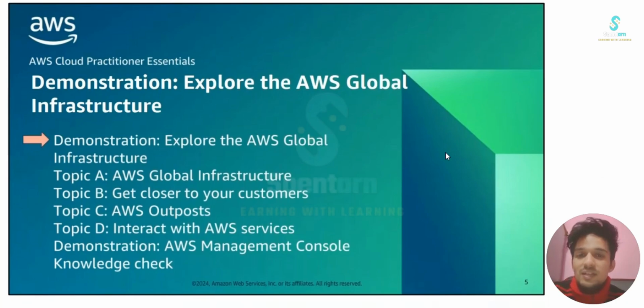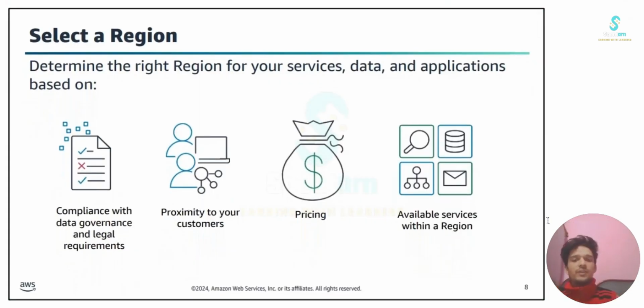So this is the demonstration to explore the AWS global infrastructure. For the demonstration purpose, in the previous video I have given you the example of how you can view your AWS regions, right? This is a very important thing which you should know now. Select a region. While selecting a region, an AWS cloud practitioner or an architect should consider these four things. First one is compliance with data governance and legal requirements.